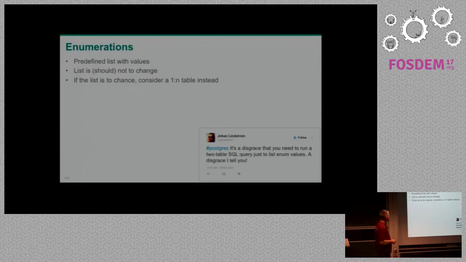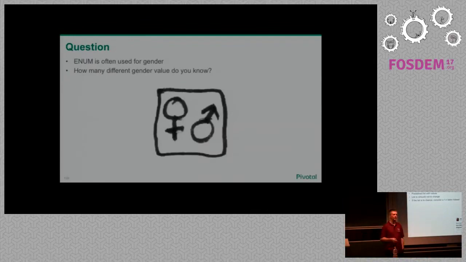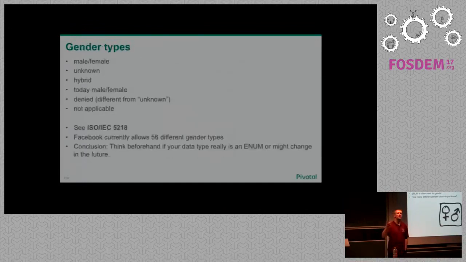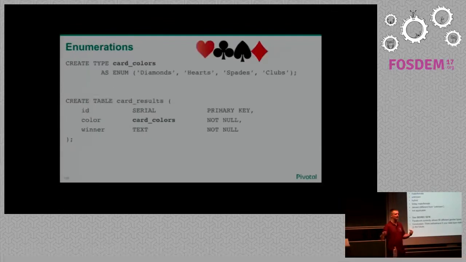And last but not least, enum. Enumeration is really a list of values, and you should consider if you need an enum or not, because this list should never change. Give you a good example. How many different gender values do you know? How many? 17? Any more? Well, Facebook defines 56 right now. So if I wanted to create a gender type, think again.